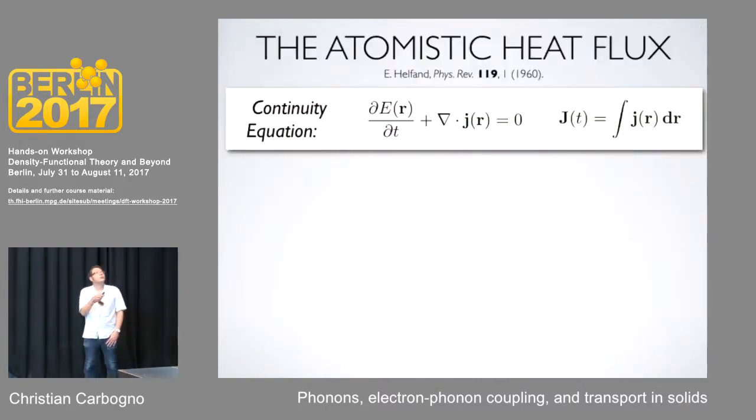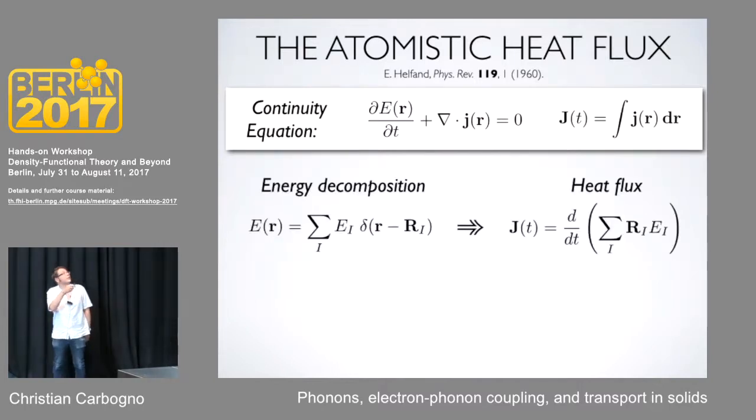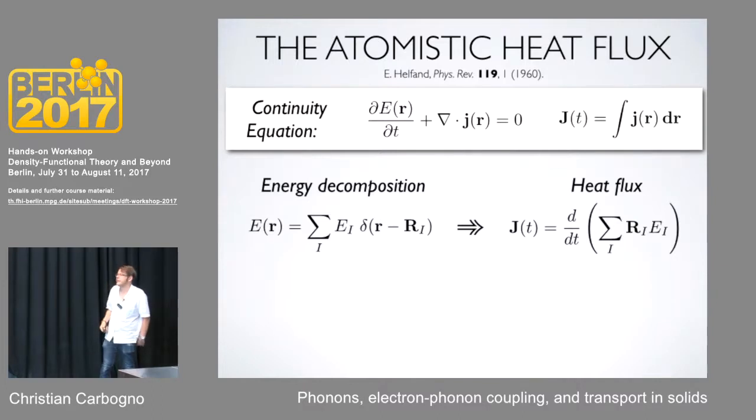So what you need to do first is to define a heat flux. This is technically quite involved. We would start from a continuity equation that relates the local energy to the local heat flux. And then if you integrate over it, you get your heat flux in your unit cell. So typically what you would do is to decompose your energy, saying each energy is somewhere at some atom. And then if you integrate over it, you get a heat flux that corresponds essentially to the time derivative of something like an energy barycenter.